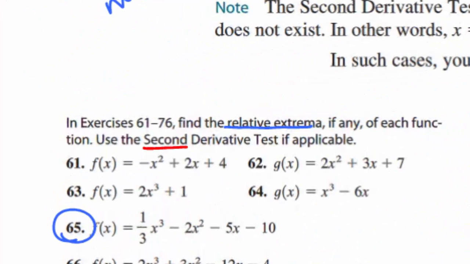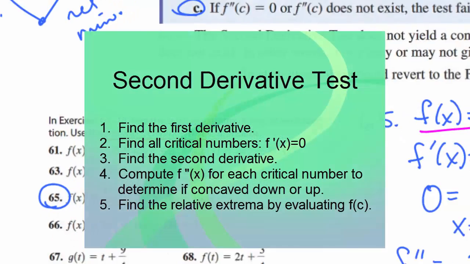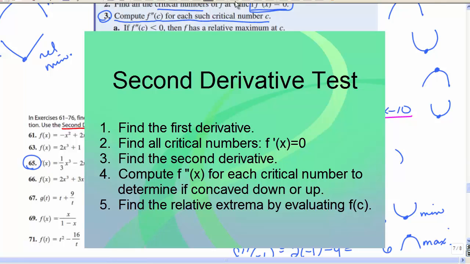Make sure you understand the directions. When it says use the second derivative test if applicable, you need to know what that is, which means you find the first derivative, you find the critical numbers, and then you evaluate the second derivative at those critical numbers.